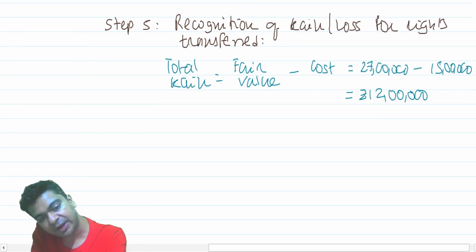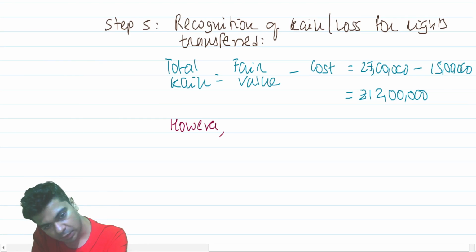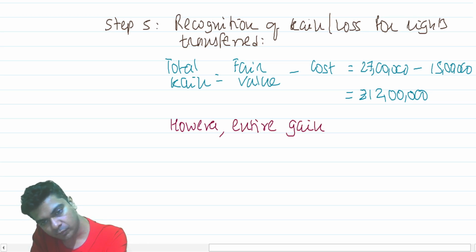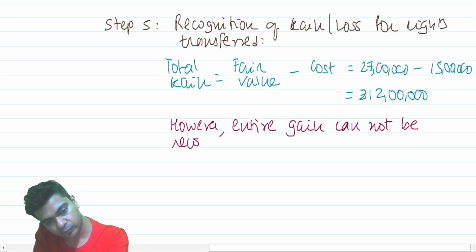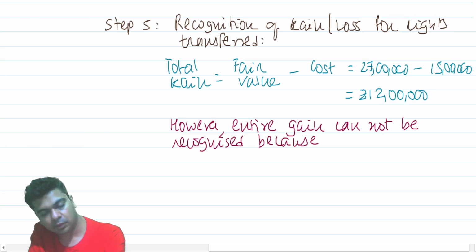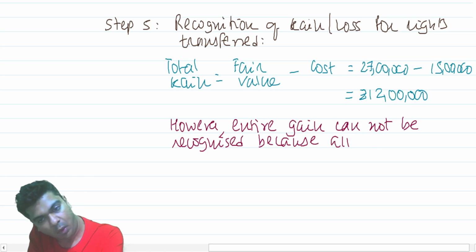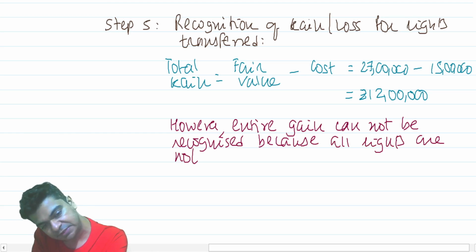Entire gain cannot be recognized because all rights are not transferred.